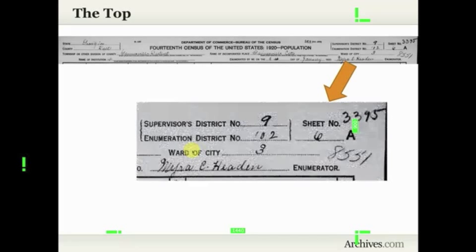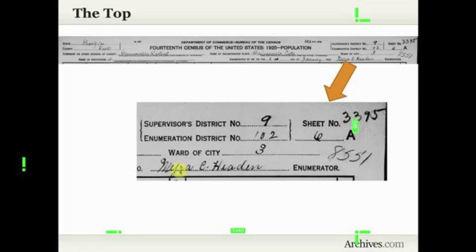Then over on the right-hand section, we will have the supervisor's district and the enumeration district. If it's in the city, it will give you the ward of that city, and then it will number what sheet you're on. You want to take note of all this information so that you can find this record again later. It's not enough to say, I found them in Hall County, Georgia. Well, it's a pretty big place. But if I know that I found them on sheet 6A of Enumeration District 102, that's really going to narrow it down if I go to look for this record again.